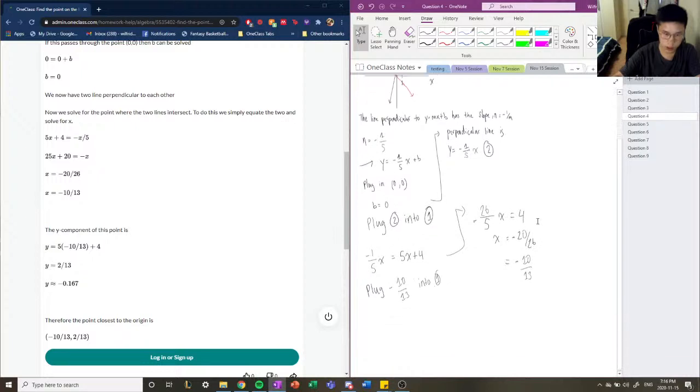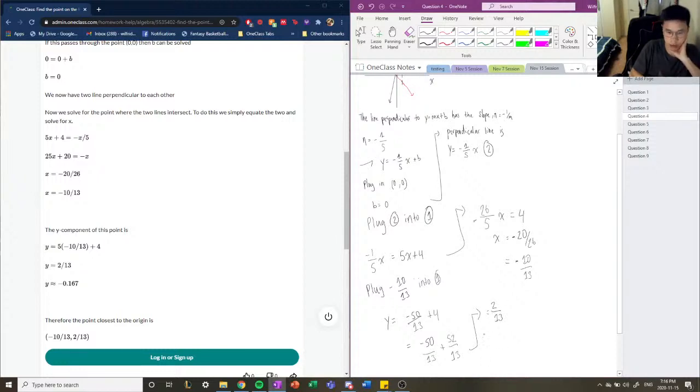I'm running out of space. So our 1 is y equals 5x plus 4. So we have negative 50 over 13 plus 4. And this is going to be a really messy number here. So 13 times 4 is like 52. So negative 50 over 13 plus 52 over 13 equals 2 over 13.